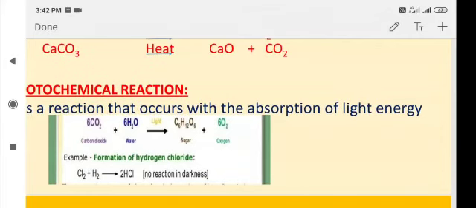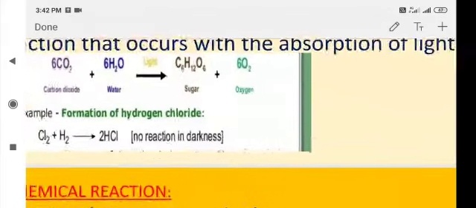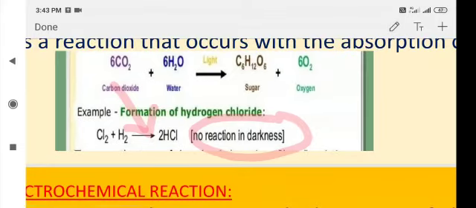The next one is a reaction between chlorine and hydrogen. In this reaction also sunlight is required. Here it is very clearly written, no reaction takes place in darkness. So sunlight is required for these reactions. So both these examples are called photochemical reactions because in both the reactions sunlight is required.